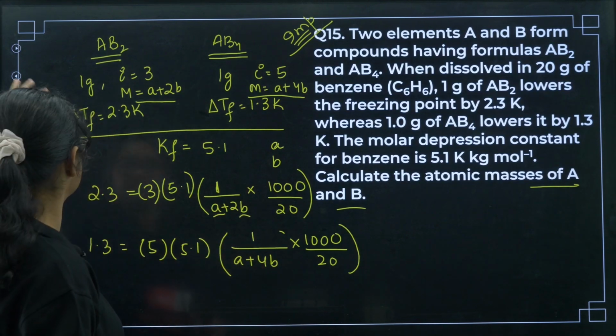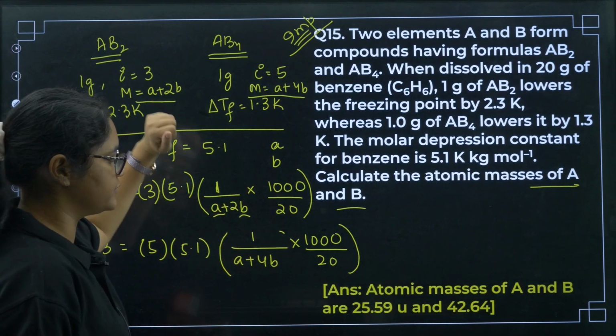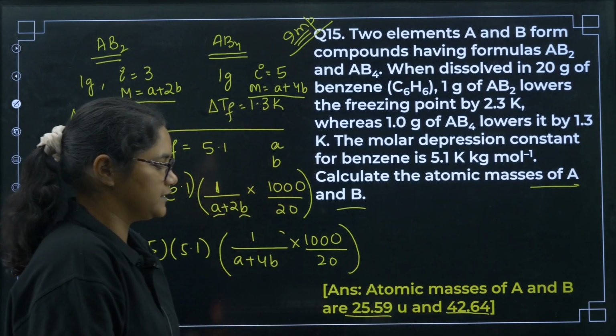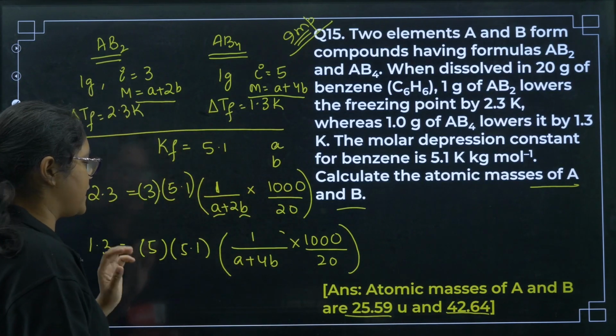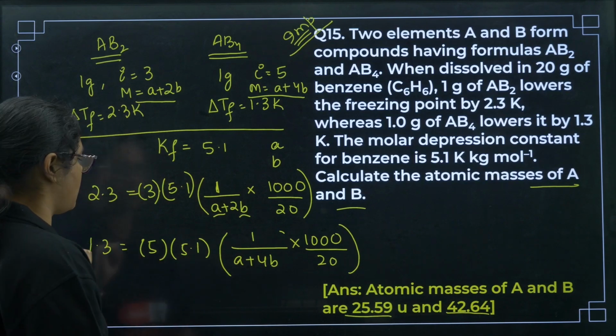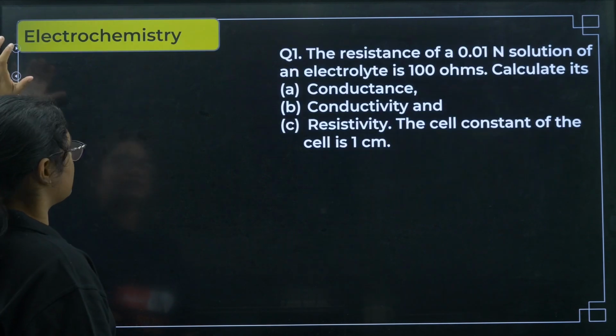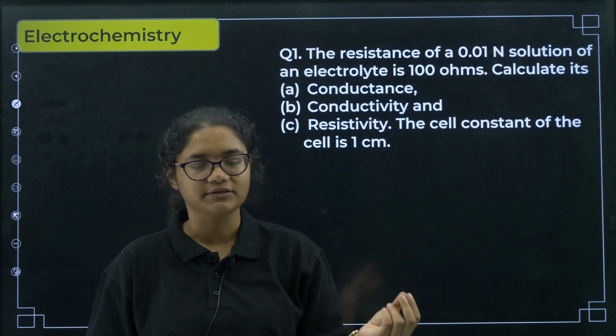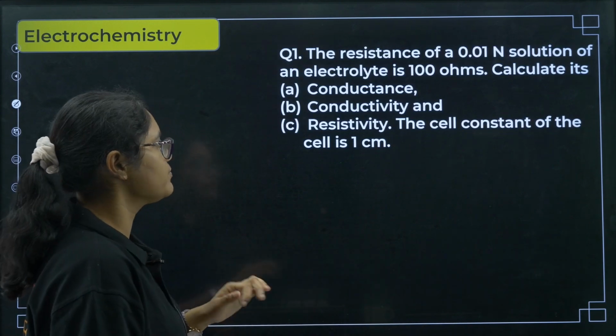So you have to solve this equation, and once you solve this, you will get 25.59 and 42.64. Please do this calculation and let me know if you are getting the answer or not. Okay, fine. Now moving to the next chapter, that is electrochemistry. So the numericals from electrochemistry.